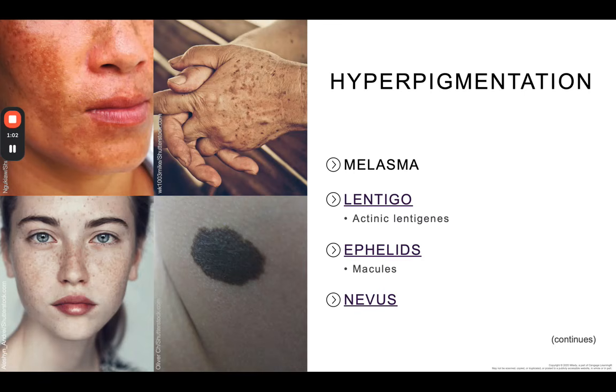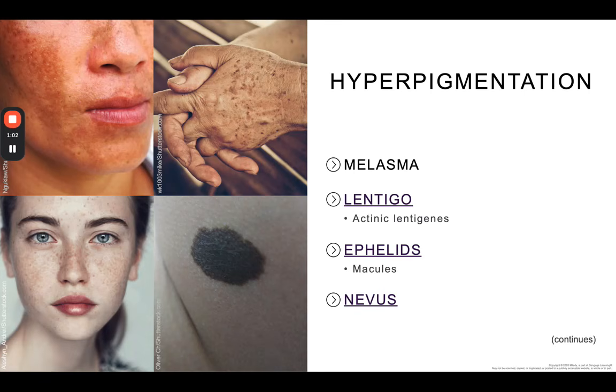Next, we have lentigo, which is characterized as a flat pigmented area similar to a small freckle. They may be small yellow-brown spots. Our top right picture is our example of lentigo. They're just multiple pigmented lesions. A lot of times we call them age spots.